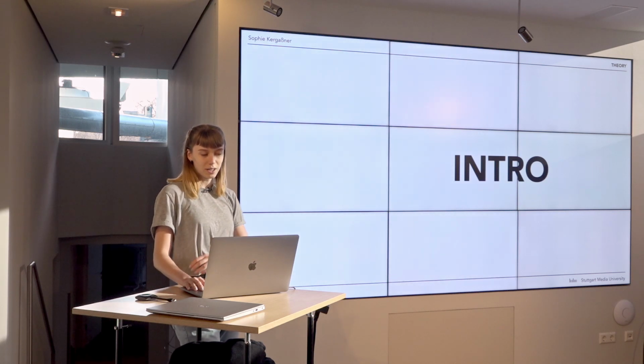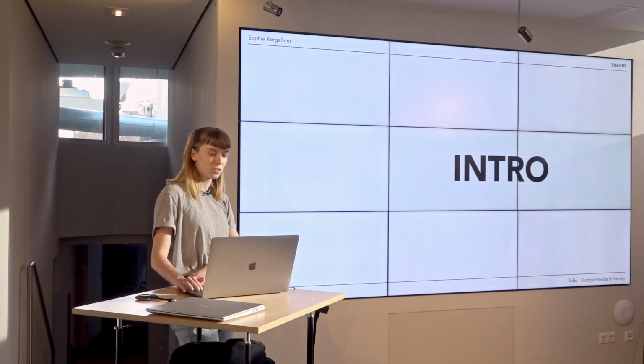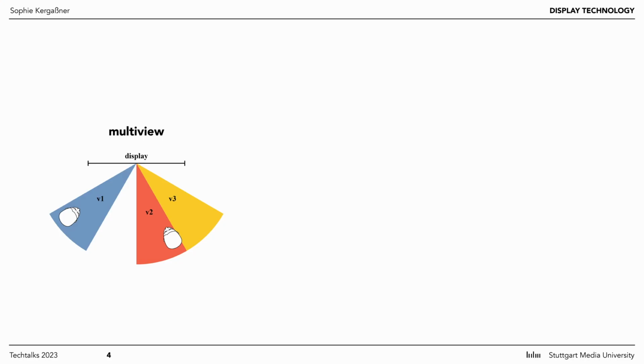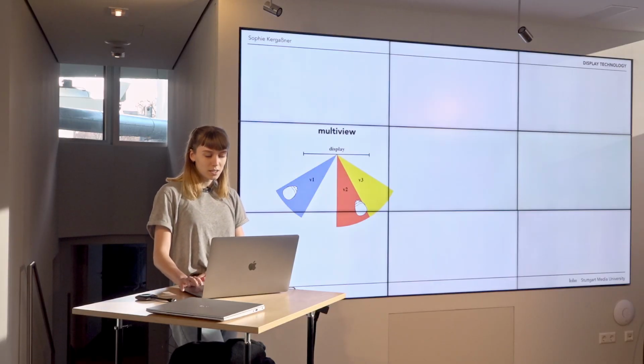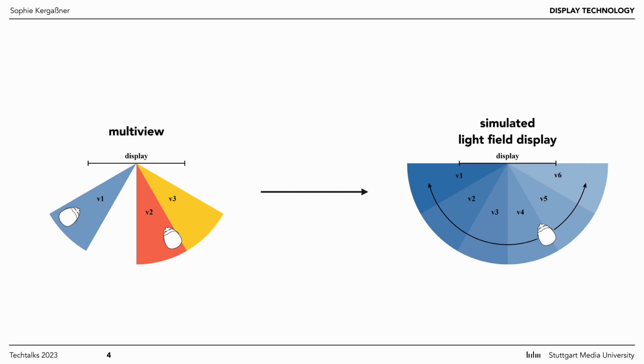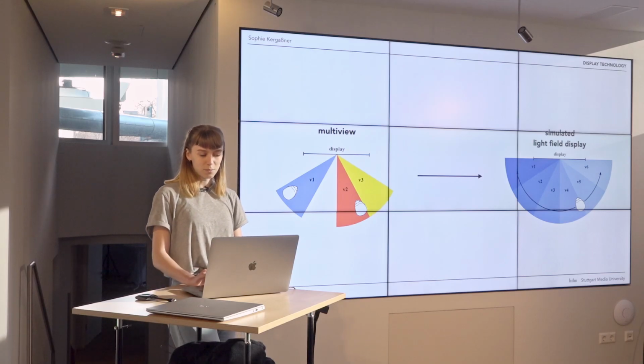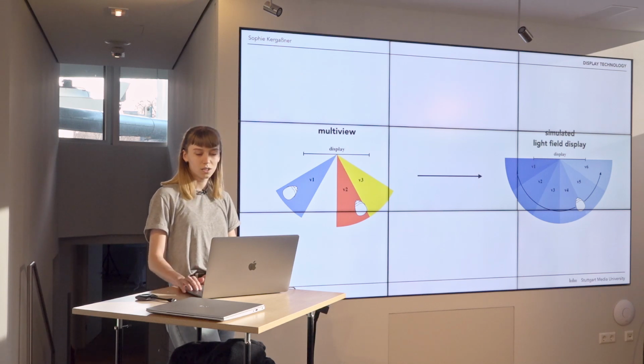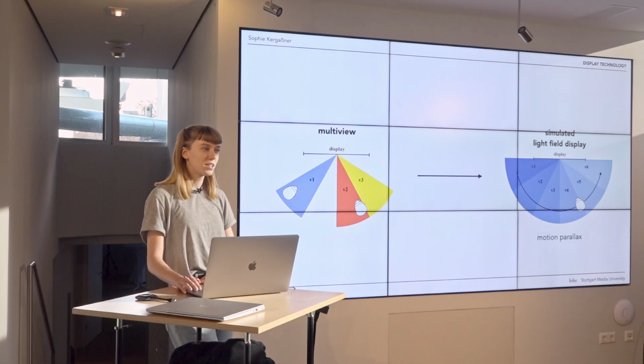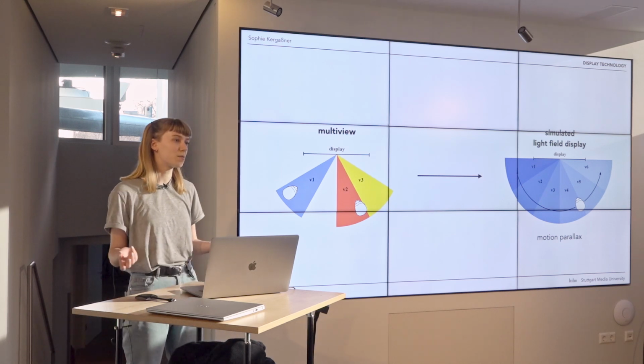So I will give you a quick introduction into display technologies to take us all to the same starting point. As we all know, conventional displays only display one image. So if I look at my screen right here, I only see one image, and if I move around, I see the same image all the time. But there exist multi-view displays that are capable of showing more than just one source image, and they cast the different images into different directions in space, as you can see on the right.